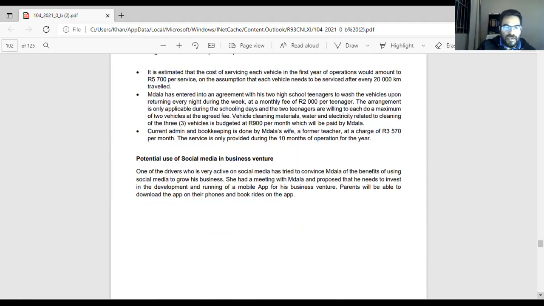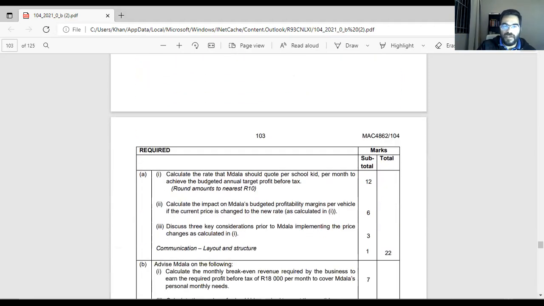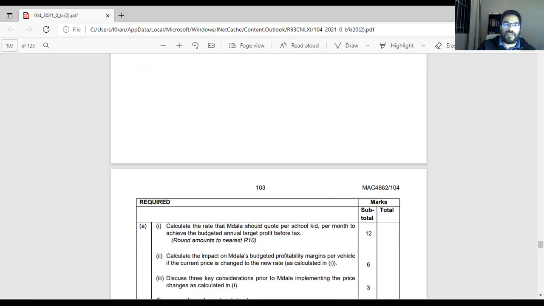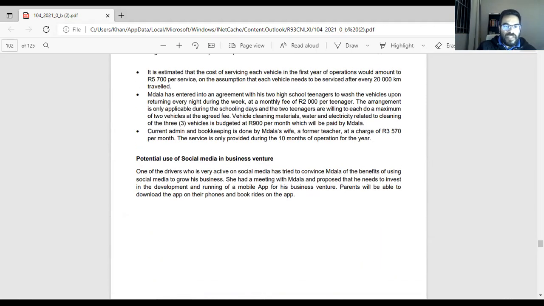I'm not going to read the potential use of social media. So yeah, okay, maybe we can just read it. There's only a few lines. One of the drivers who is very active on social media has tried to convince Madonna of the benefits of using social media to grow his business. She had a meeting with Madonna and proposed that he needs to invest in the development and running of a mobile app for his business venture. Parents will be able to download the app on their phones and book rides on the app. Okay, well, not too bad. Okay, so that is that.